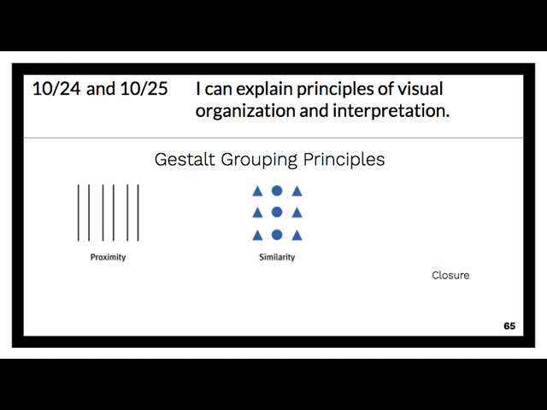So the next one might be kind of hard to draw, but we'll try. It's closure. So what stands out to you in that image? Yeah, it's a triangle. And again, to me, it looks brighter white than the background, and it does look like there's actual lines there. So when we're looking at this, that closure, our brain wants to close that into one triangle instead of 3 separate circles. So it's closing the lines that aren't necessarily there.